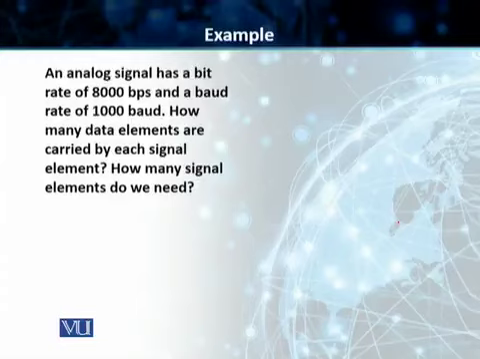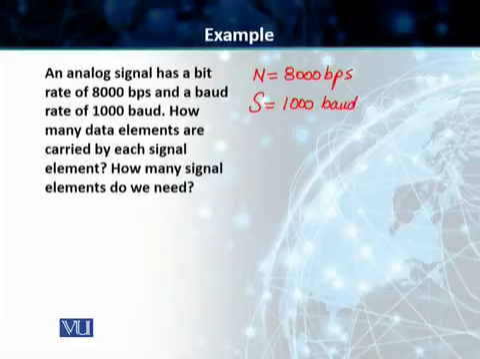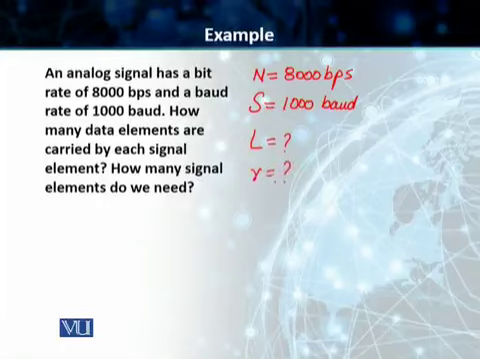In this case, we have a bit rate of 8000 bits per minute. So your N is 8000 bits per minute. You have a baud rate which is 1000 bauds, and we need to find the value of L. We need to find the value of L, and we also need to find how many data elements are carried by each signal. So we need to find R as well.